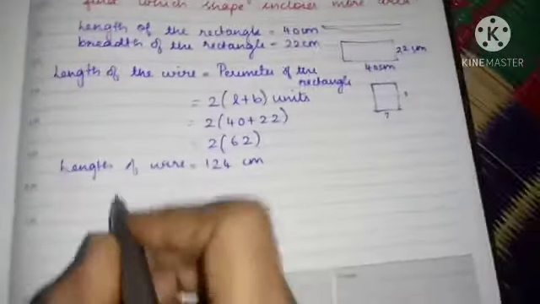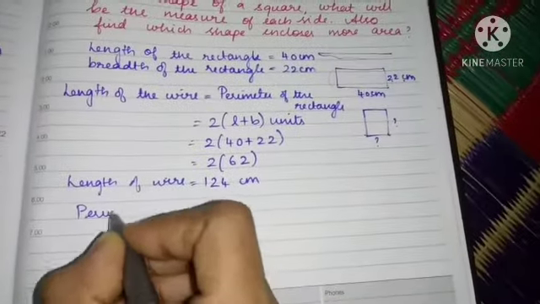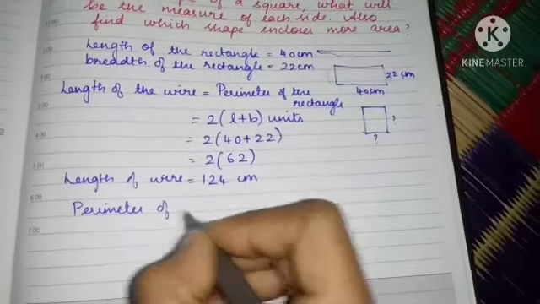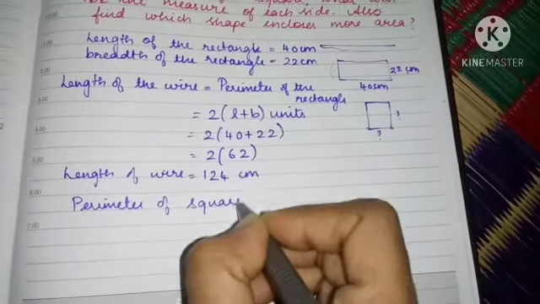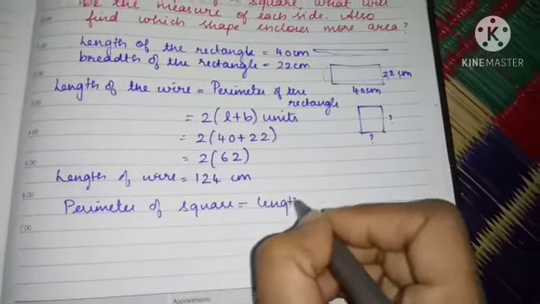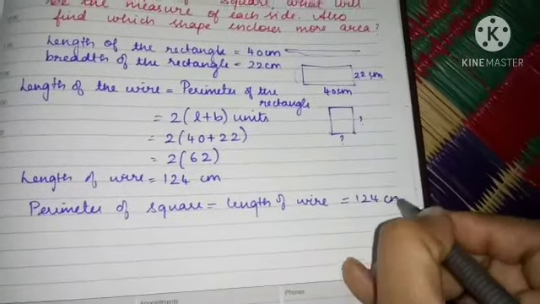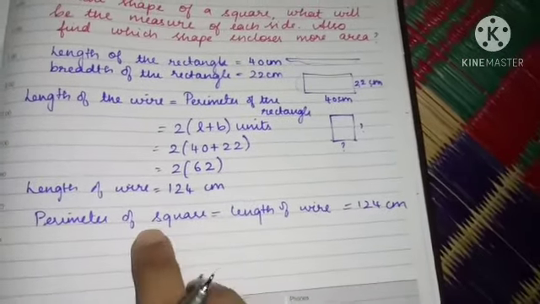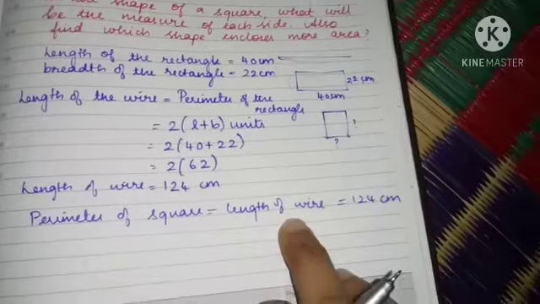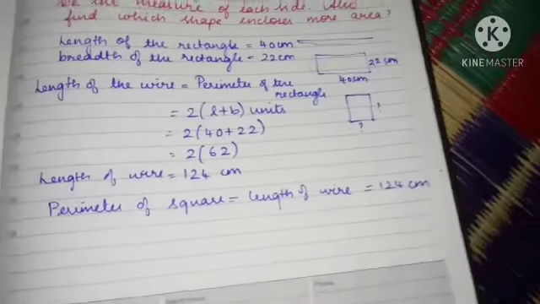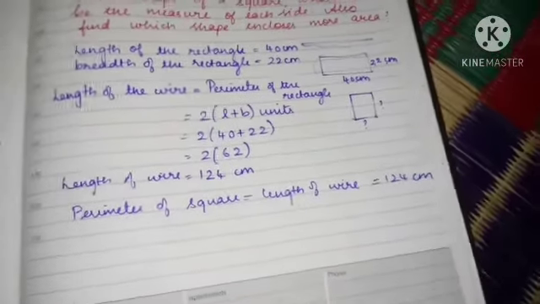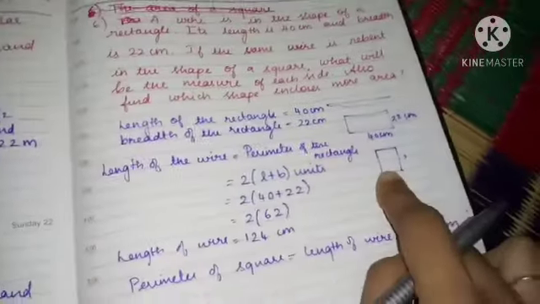So what is the perimeter of the square? The perimeter of the square is equal to what? The length of the wire, correct? Length of wire, which is equal to 124 centimeter. See, this perimeter of the square is also the length of the wire. So it is 124 centimeter. So if the perimeter of the square is known, can we find the side of the square? Yes.